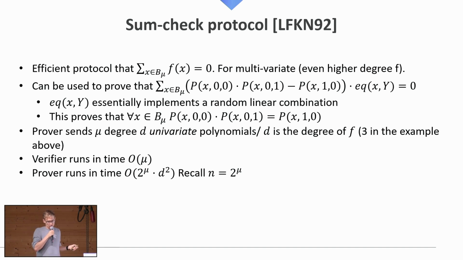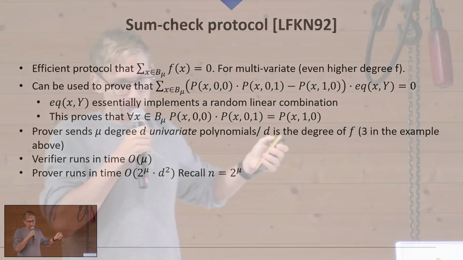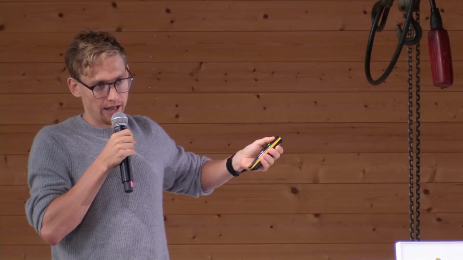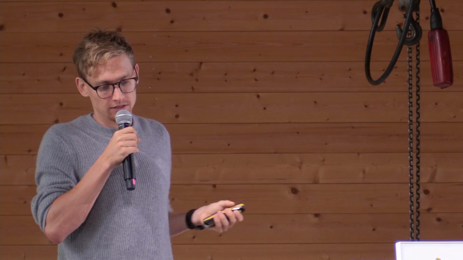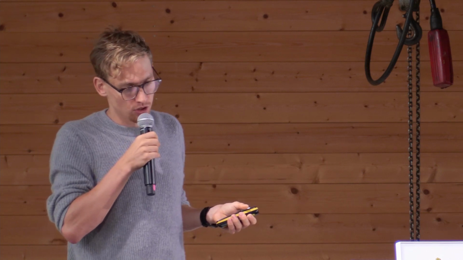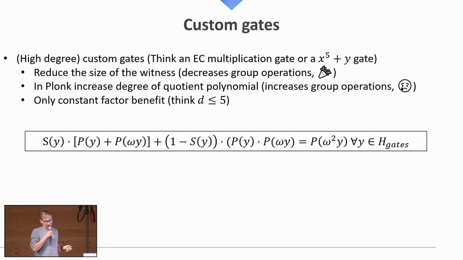So it turns out that this protocol actually very nicely adapts itself to custom gates. So what is a custom gate, or what is this high degree custom gate? If this is our circuit formula, well, I have multiplications here and I have additions here. But really, there's not a lot that binds this to be just multiplications and addition. I could have a gate that implements, left input to the power of 5 plus y.